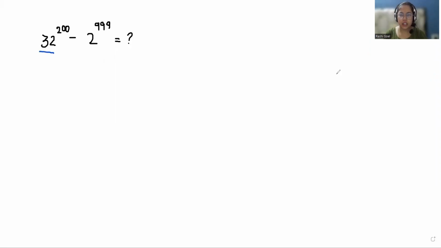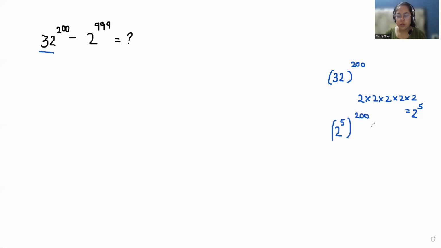So first I'll take 32 power 200. 32 we can write as 2 times 2 times 2 times 2 times 2, that is 2 power 5. So we can write it as 2 power 5 power 200. By using the property x power m power n is x power mn, we can write it as 2 power 5 times 200, that is 2 power 1000.